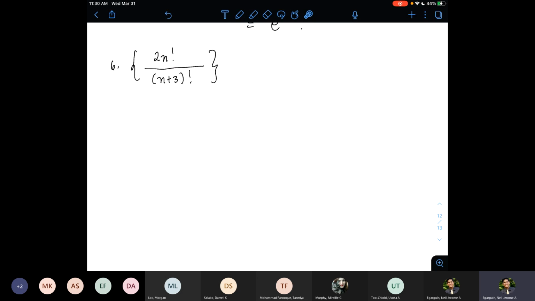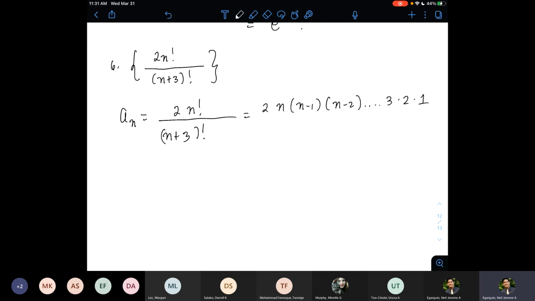So all we can do here is to look at the property of this sequence and try to simplify it as much as we can. But let me see. Yeah. So here, you note that a_n is equal to 2n factorial over n plus 3 factorial, right? And then remember how factorials are defined. So it's going to be 2 times n minus 1 times n minus 2 and so on until you reach 3 times 2 times 1, right? That's how factorials are defined.